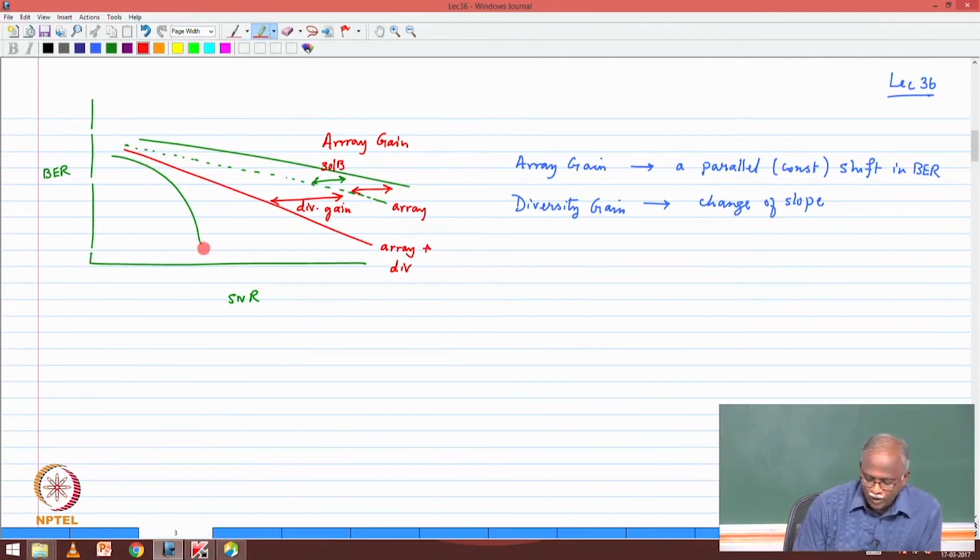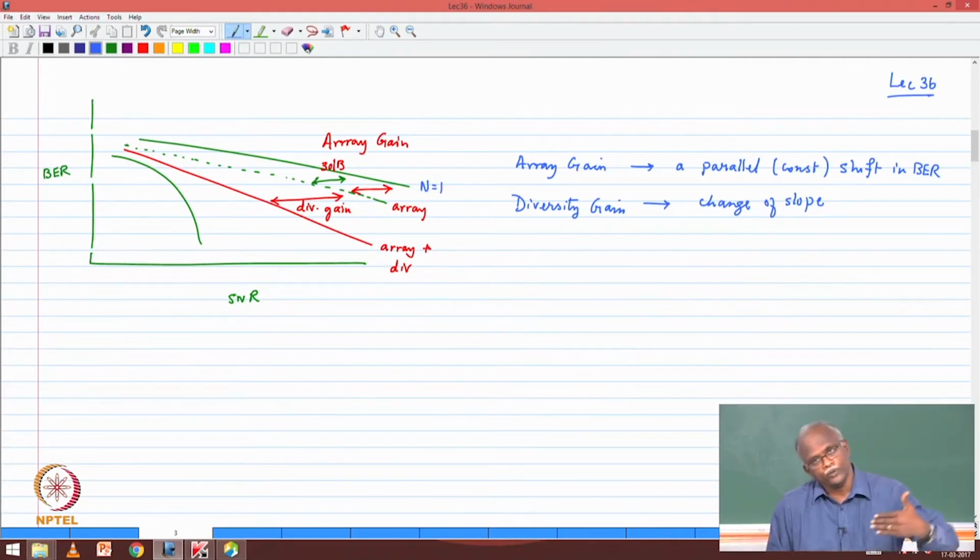This is the bit error rate of any modulation scheme in AWGN. The performance in a single antenna channel, we can mark it down as n equal to 1. Now, if I move to n equal to 2, I see a different slope. The difference between the two performances, we have split up into the array gain, which will be a factor of 3 dB because of the second antenna being optimally combined.